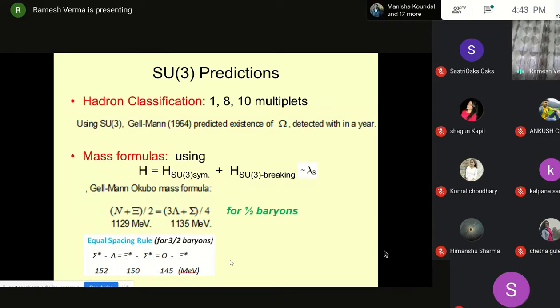And you know that through the Gell-Mann–Nishijima formula, charge gets related to I3, that is the third component of isospin. So it means the electromagnetic breaking contribution to the strong hadron Hamiltonian should be proportional to I3 or Q, the charge of the particle.